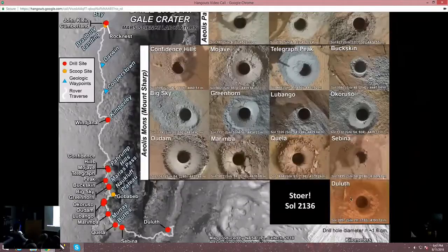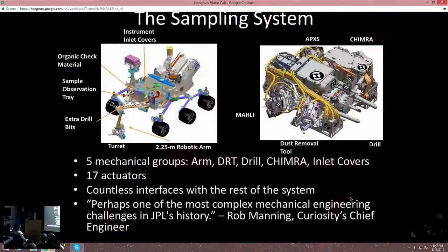I won't go into too much detail on the sampling system, but just to give you a little bit of background about how this all works, there's 5 major components to the sampling system. We have this big robotic arm. It's kind of like a human arm. It can move around and place things on the ground and everything. And that's about 7 feet long, as I said.